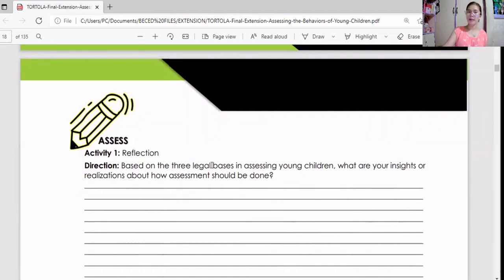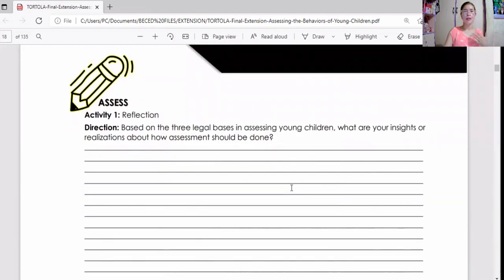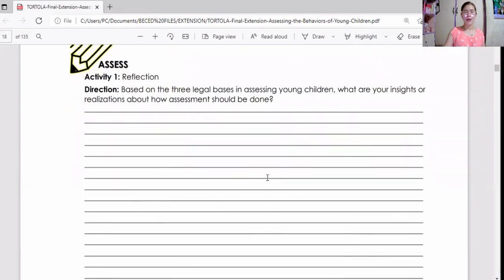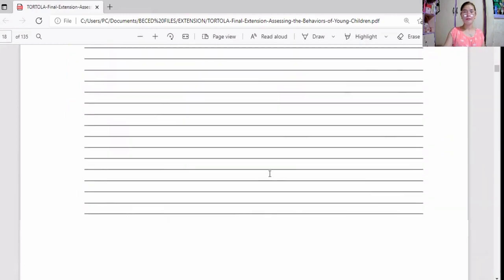So in the activity 1, this is a reflection. Try to reflect our lesson and then you answer the question. Based on the 3 legal bases in assessing young children, what are your insights or inyong mga realizations about how assessment should be done? Sa inyong na-realize sa ato lesson, and then sa inyong natunan. So try to reflect this one. You just have to write at least 2 paragraphs.